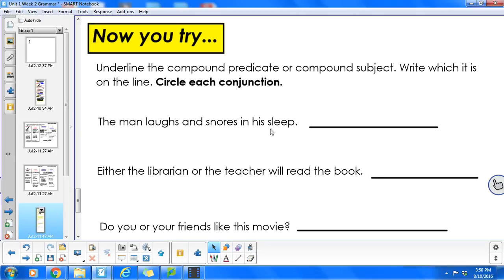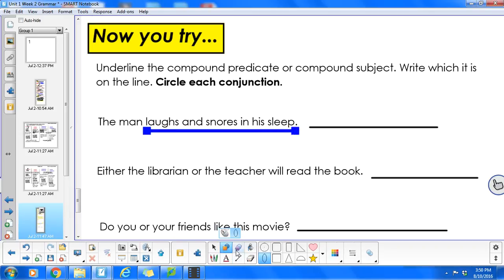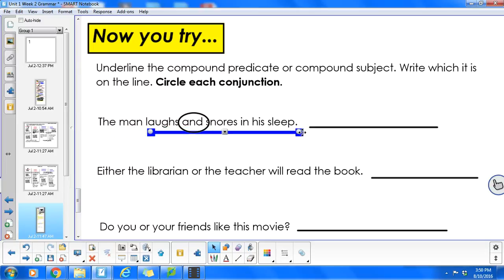What do you have two of? Do you have two subjects or two predicates? Well, I notice I have two predicates. And the two things he's doing is laughing and snoring. So I'm going to circle my conjunction, and on the line, I would write that I have a compound predicate. Now, if you want, you can just underline laughs and snores. That would be the two things that he's doing.